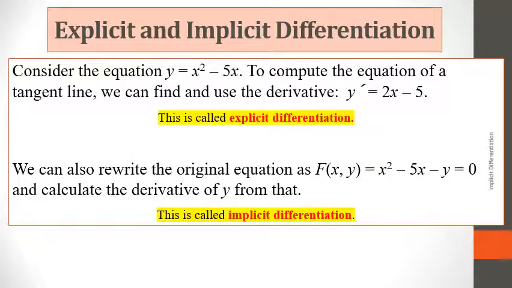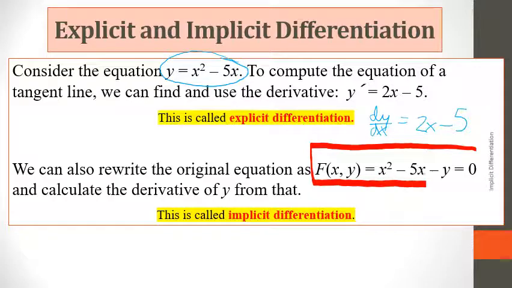Okay, so let's consider the equation y equals x squared minus 5x. To find the equation of the tangent line, we would first find the derivative, and so y prime, or dy dx, equals the derivative of x squared and the derivative of minus 5x. And then if we needed to find the slope of the tangent line, which is the derivative at a certain spot, we would plug in the values. But what if we rewrote the equation?